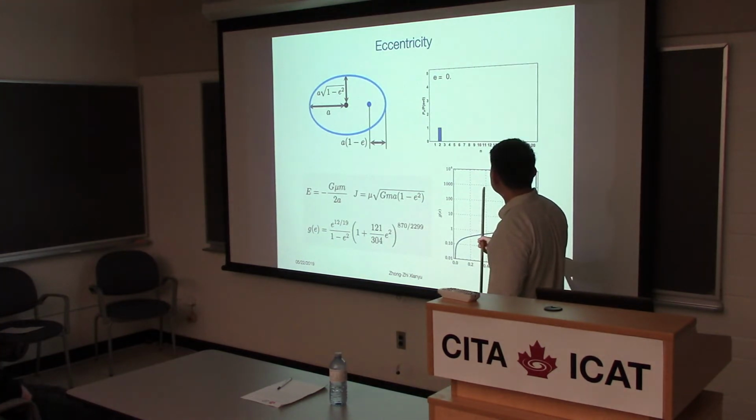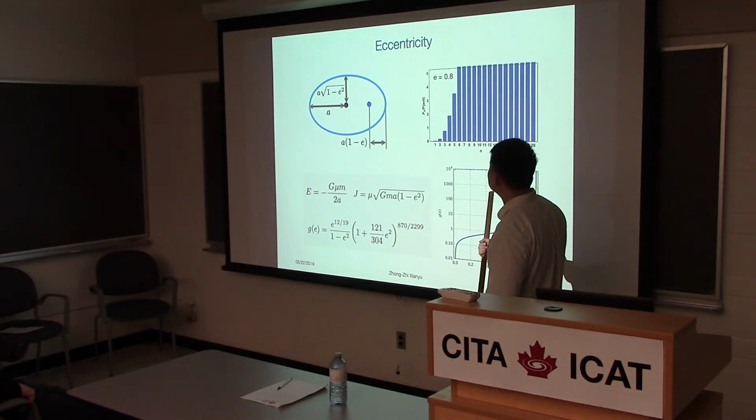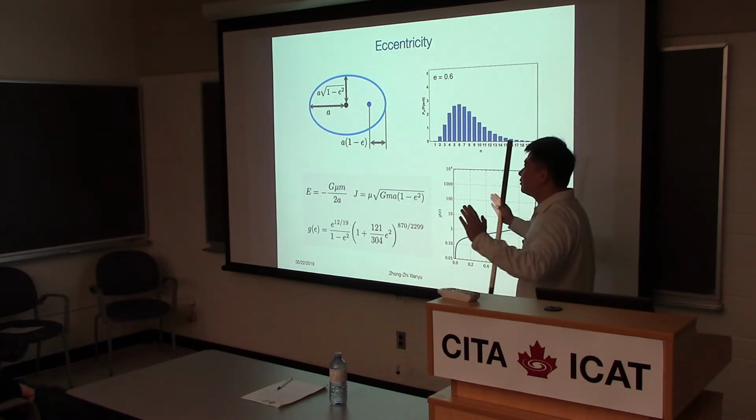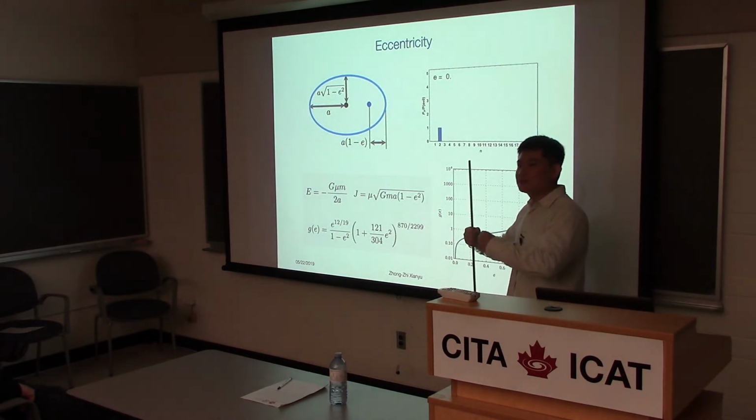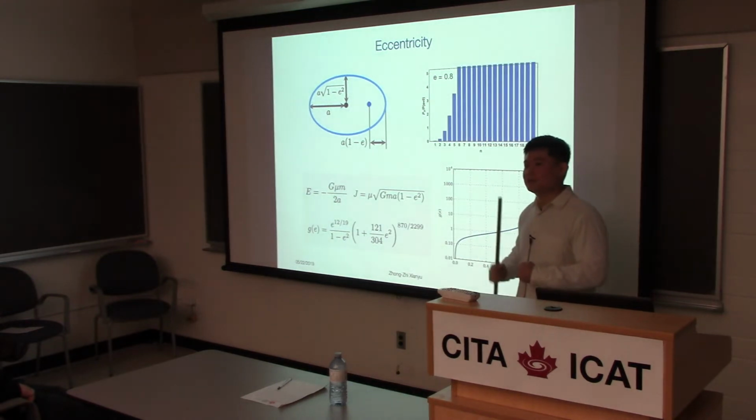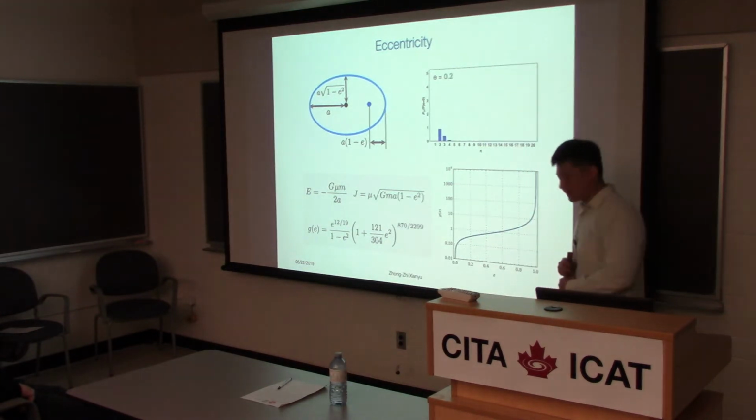You also notice that the power is greatly enhanced for large E, simply because for a fixed semi-major axis, you will have a much smaller periapsis distance for large E, and this will boost the radiation of gravitational waves a lot.